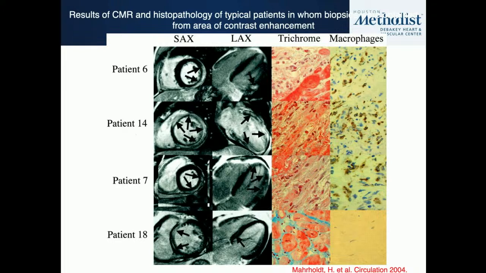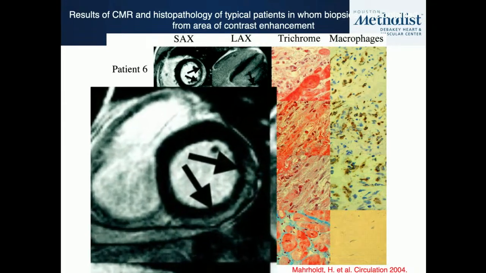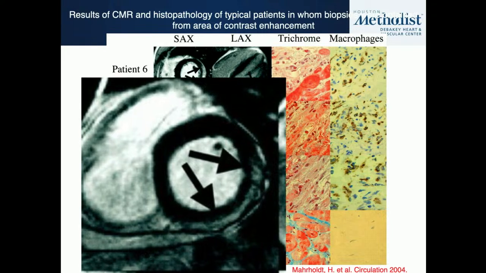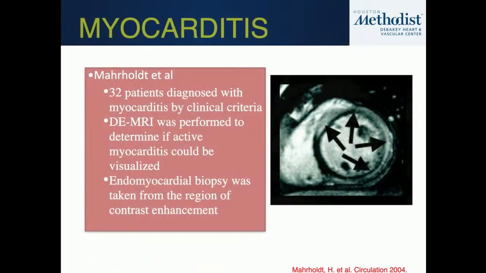This was a series almost 20 years ago now from Germany, where they looked at a series of patients that presented with suspected myocarditis. What was unique here was that after they underwent the cardiac MRI, they were taken to the cath lab and underwent endomyocardial biopsy at the site where hyperenhancement was evident on the MRI scan. You can see the different patterns of hyperenhancement. Again, all non-ischemic patterns of hyperenhancement.